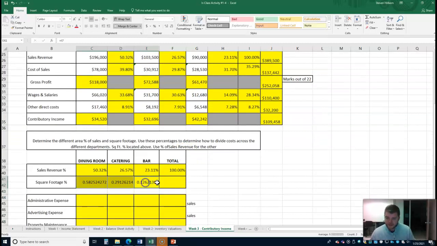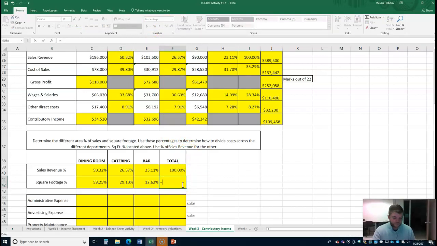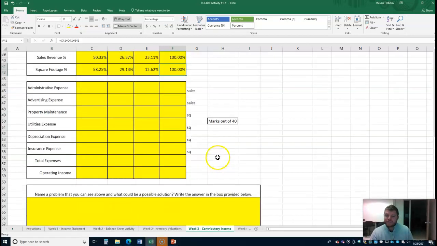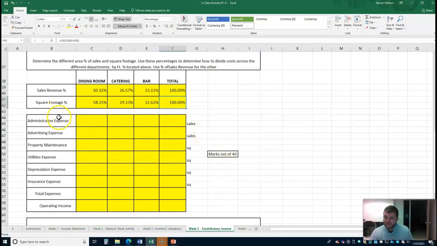So these are showing up not as percentages, so that's fine. I'll just move it over a couple decimals, and just to make sure that they are all going to equal 100%, I'll add them up. And here we go, 100%. I hope you're still with me. Okay, so last part. So now we have these costs.